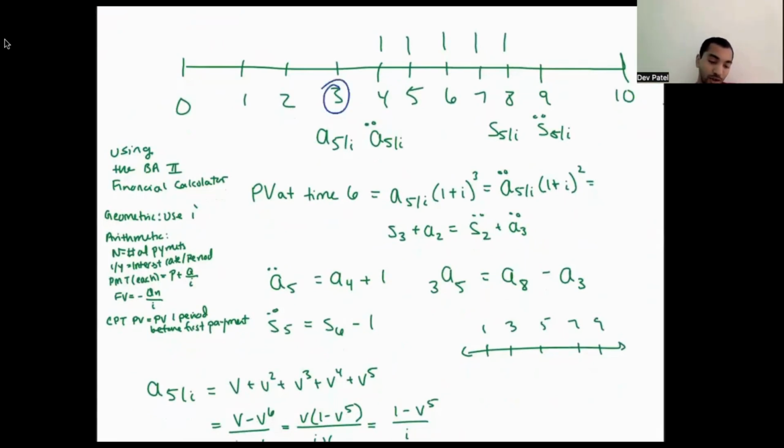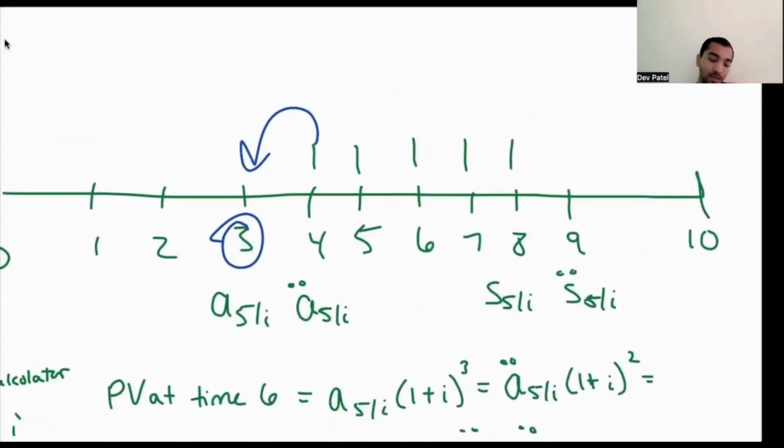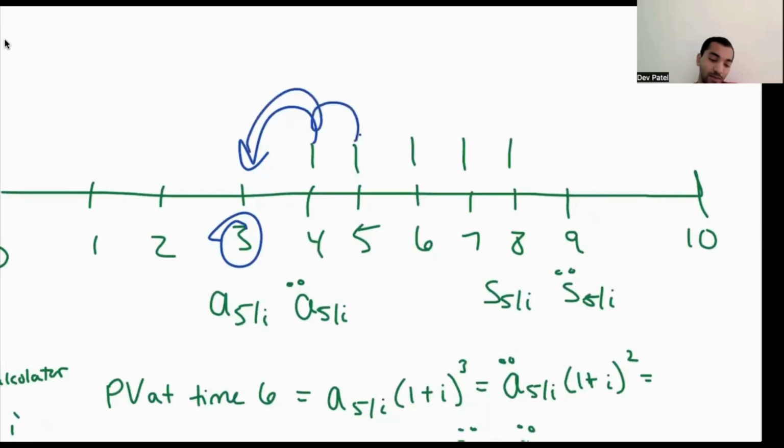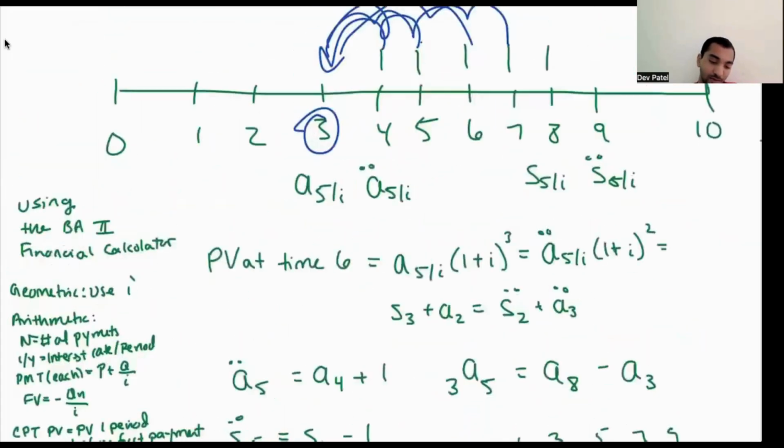So we're over here. Okay, well, we have 4. At time 4, we discount 1 year, so that's v. Then we add v squared, then we add v cubed, v4, v5. It is just representing the number of years that we're discounting by. So at 5, we're discounting 2 years, 6, 3 years, 7, 4 years, 8, 5 years, and so on, right?